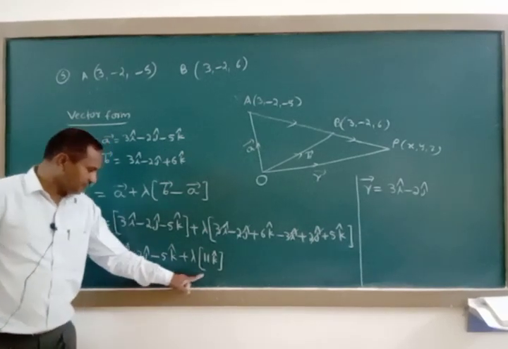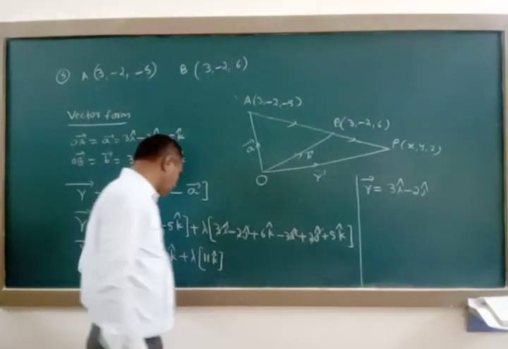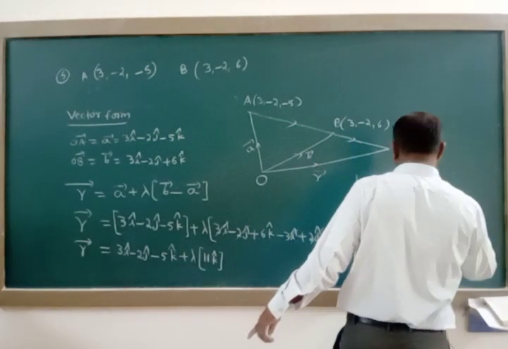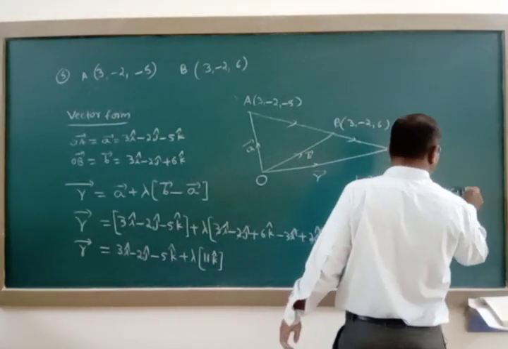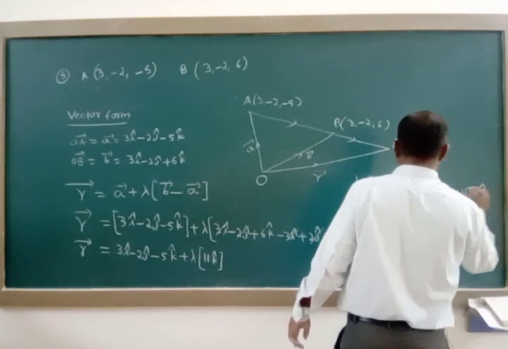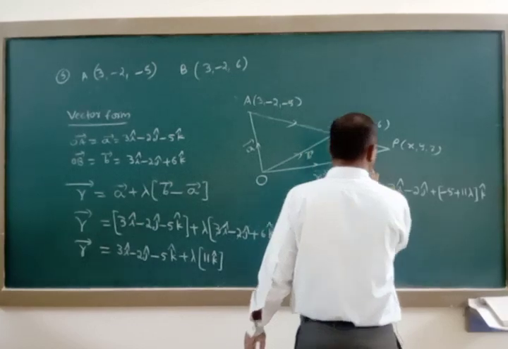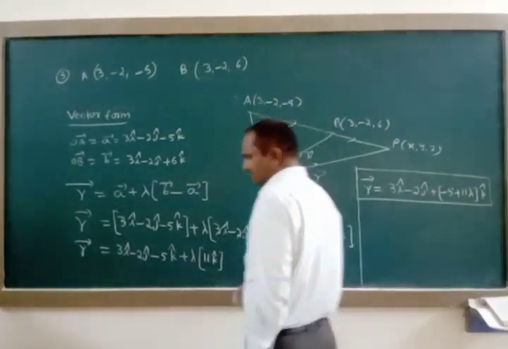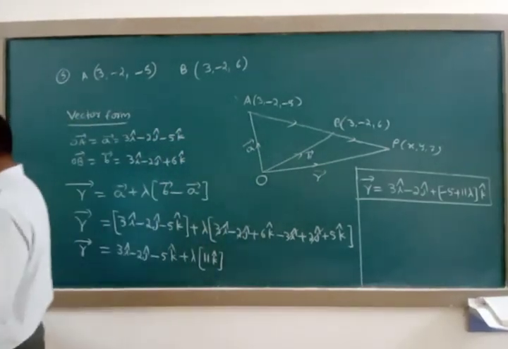From these two, what can we take common? Take k cap common, then we will get (minus 5 plus 11 lambda) of k cap, which is the vector form of the equation of the straight line.